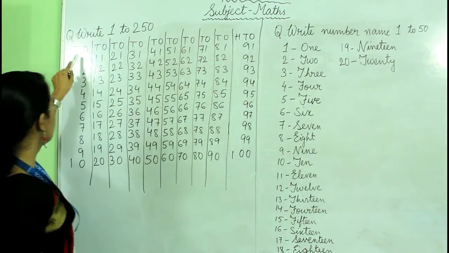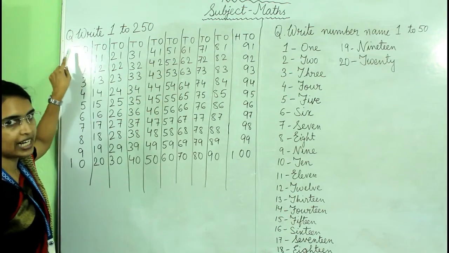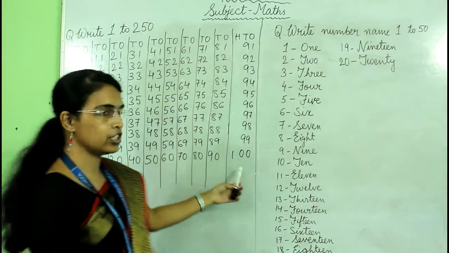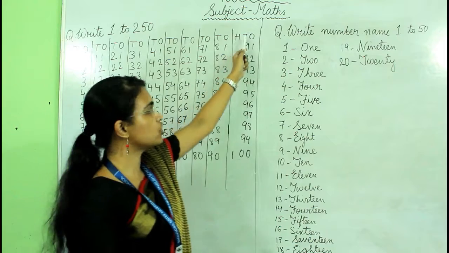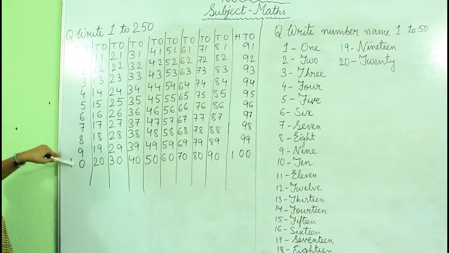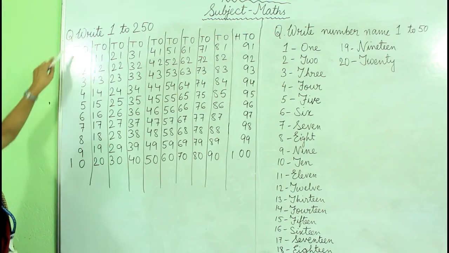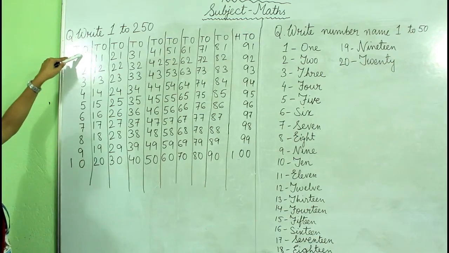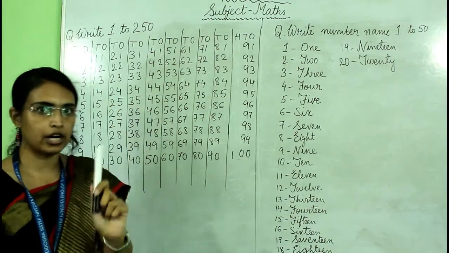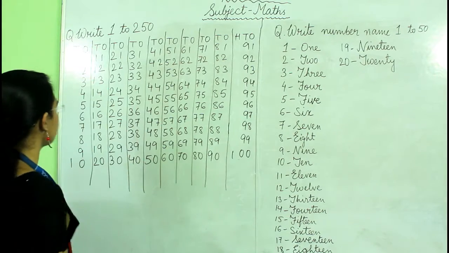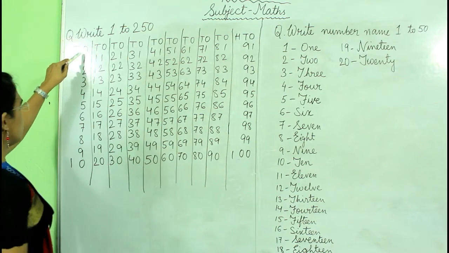Mention TO. T means tens, O means ones. And when you are writing a 3-digit number, at that time mention HTO. Now look, I have written here 1-digit numbers and 2-digit numbers. That's why I have written here TO, tens and ones. So start writing from ones. When you are writing a 1-digit number, you have to write from ones.